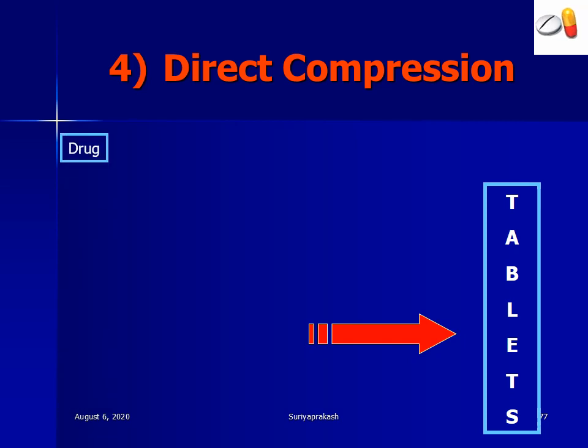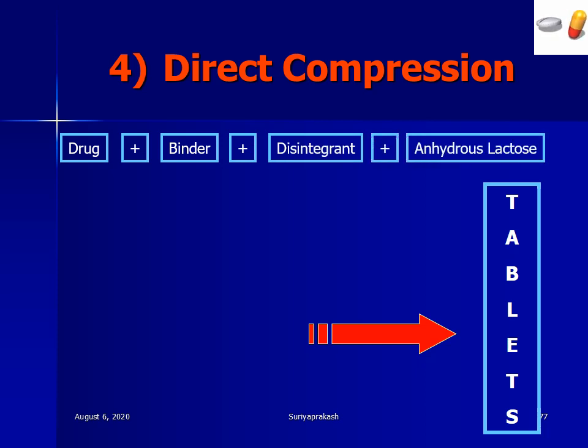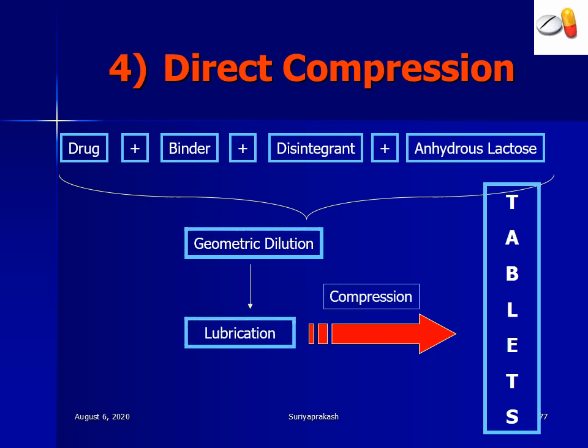Then these granules are mixed with lubricants, compressed and converted into tablets. So direct compression, the last one: there is no granulation procedure here. Drug plus binder plus disintegrant plus anhydrous lactose or spray dried lactose, both are the same. All these are taken and added by geometric dilution. What is geometric dilution? You can refer to any good book, or I'll tell you later directly in the class. Then add lubrication and compress it, very simple. Mix everything by geometric dilution, lubricate it and then compress it.